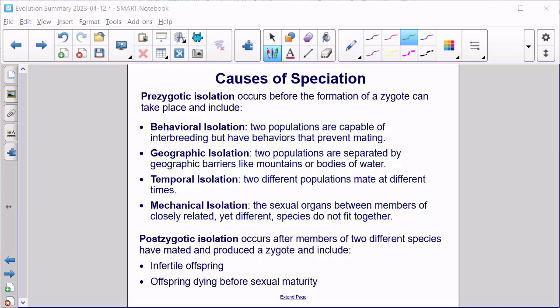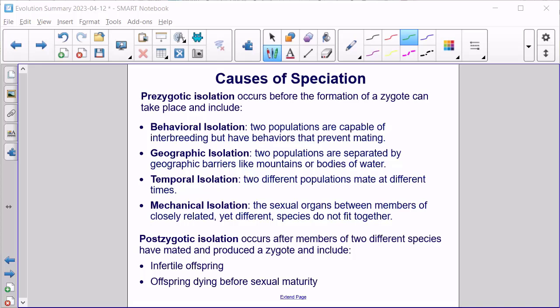Geographic isolation, where two populations are separated by geographic barriers like mountains or bodies of water. Temporal isolation, where two different populations mate at different times. Or mechanical isolation, where the sexual organs between members of closely related yet different species do not fit together.